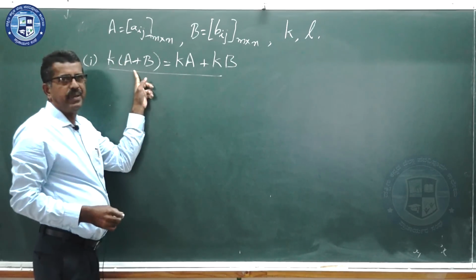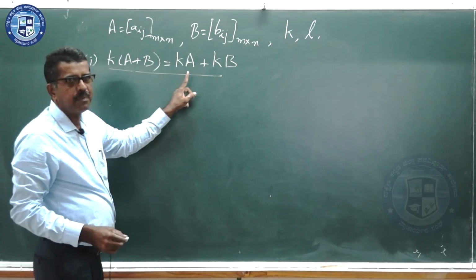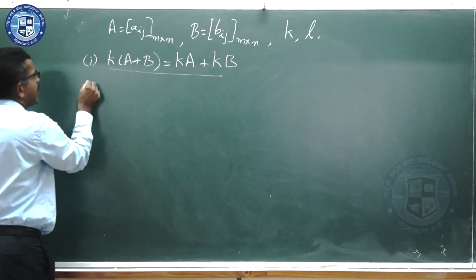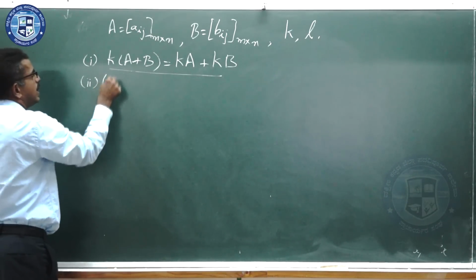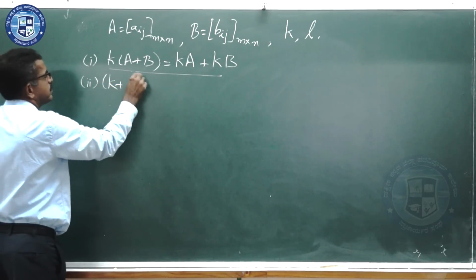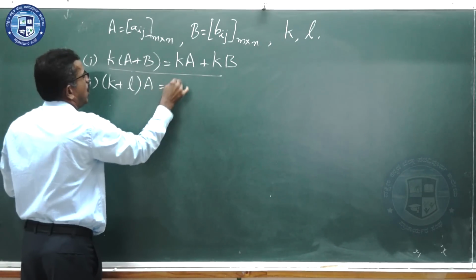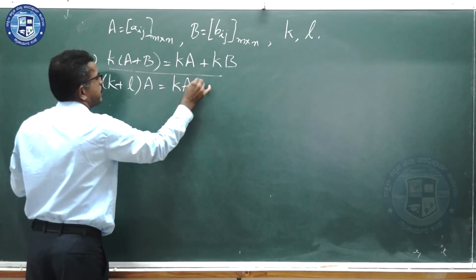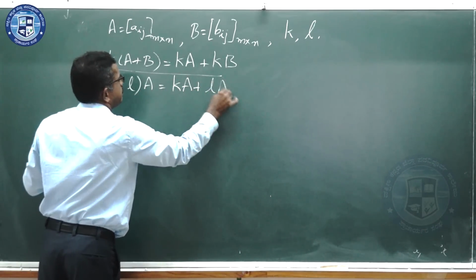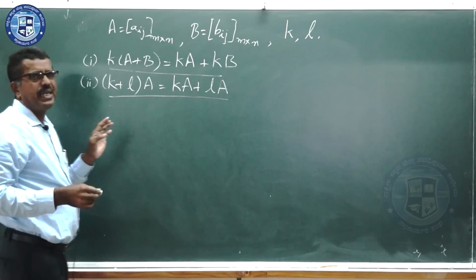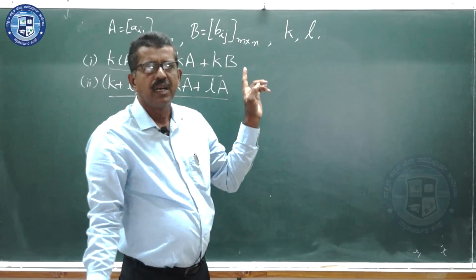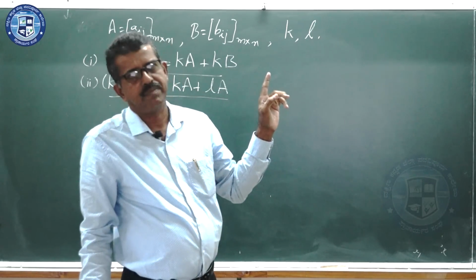K into A plus B would be what? Ka plus Kb. Now the second one, K plus L into a matrix A will always be K into A plus L into A. So these are the basic properties of scalar multiplication of a matrix.